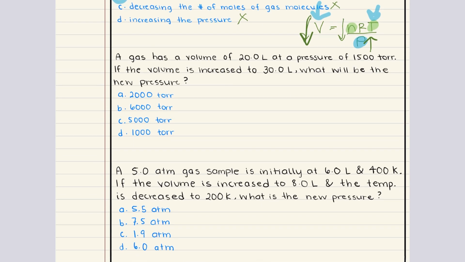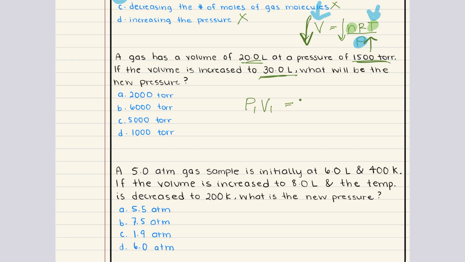Let's move on to the second one. The second problem says a gas has a volume of 20 liters at a pressure of 1500 torr. If the volume is increased to 30 liters, what will be the new pressure? Since temperature and the number of moles remain constant based off of this problem, they don't make mention of either of those variables changing, we're really just concerned with volume and pressure. So we can use Boyle's law here.